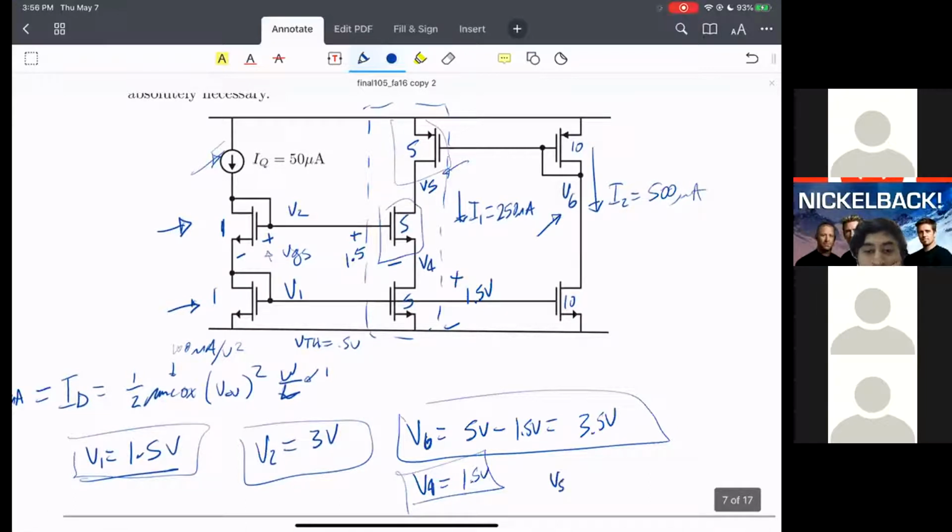Since these two devices are identical, they have the same mu and Cox, they have the same width and length, they have the same current. So then I think it's reasonable to assume that V5 is going to be the division of 1.5 and 5 volts. So then you're just going to get 5 volts minus 1.5 divided by 2, which is 3.25 volts.